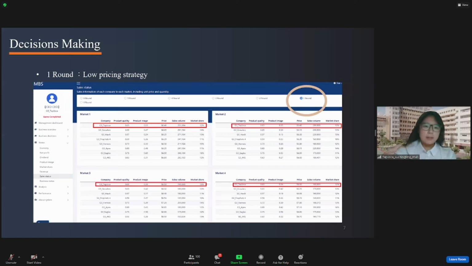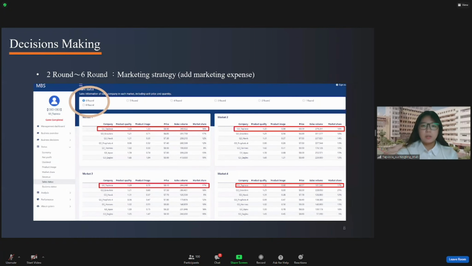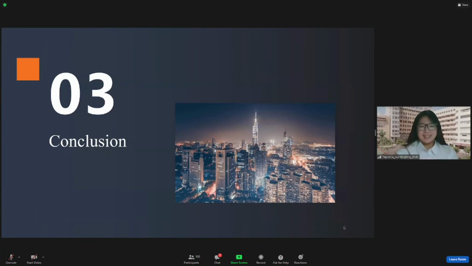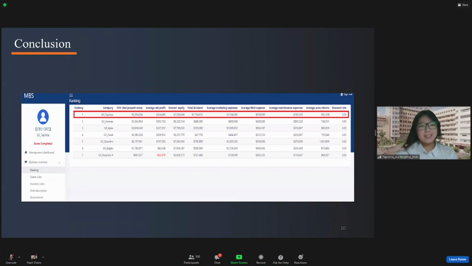However, we can see that the lower pricing strategy did not work for us. So we raised our pricing and maintained our product quality and product image. To conclude, as you can see, this is our overall performance. We use Excel to calculate the necessary inventory and our materials.